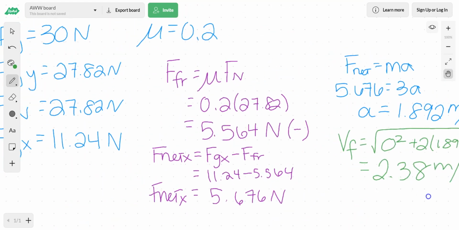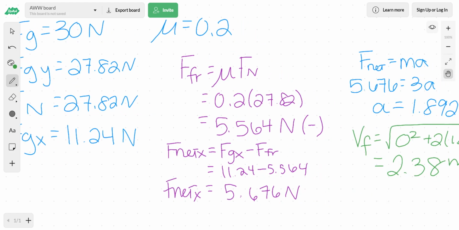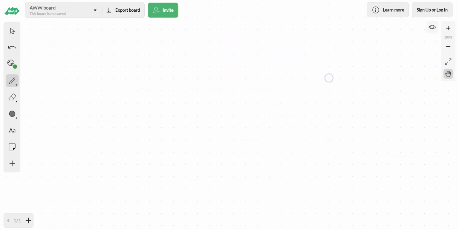So when you're calculating it, that's what you have to take into account, is that now your net force is going to be not just FGX, it's going to be force of friction and FGX put together. So in general, you have a couple options.